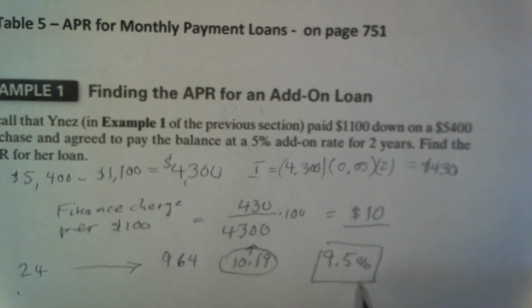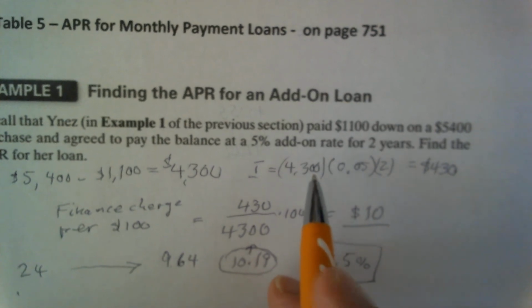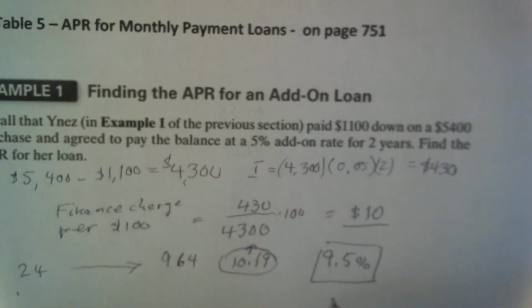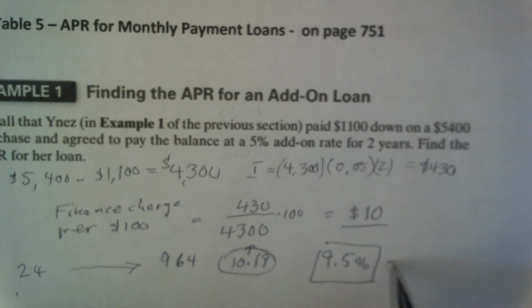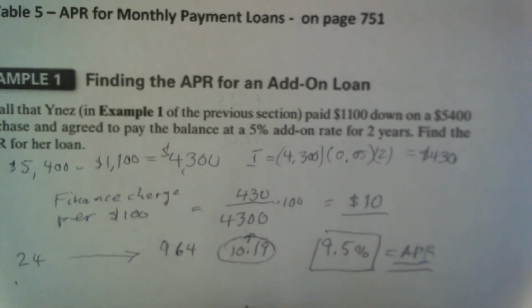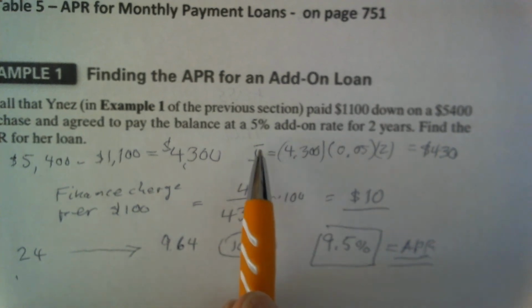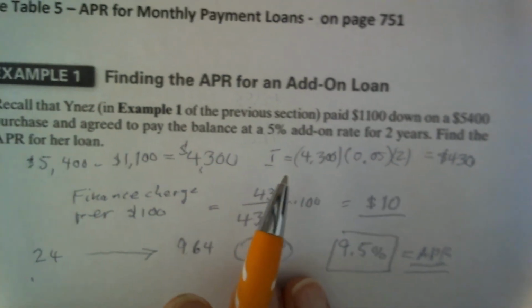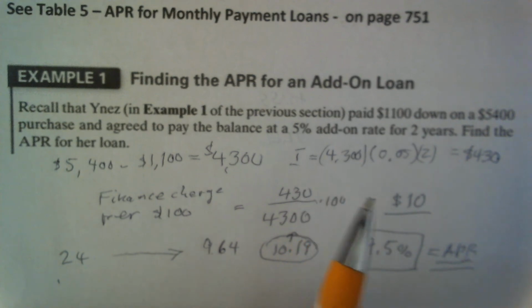In other words, a 5% add-on rate is in actuality equivalent to an APR of 9.5%, the true interest rate. And that is why knowing the APR is so important, because a 5% add-on rate sounds pretty harmless, but what's really going on is that person is paying 9.5% APR.